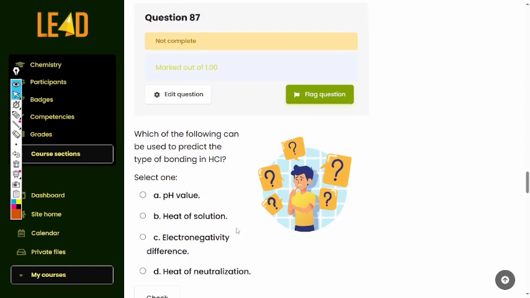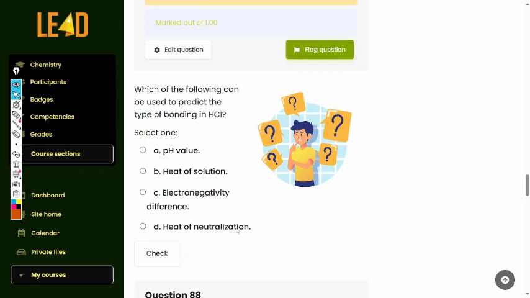87. Which of the following can be used to predict the type of bonding in hydrogen chloride? The property that we use to check the type of bond that is formed is the difference in electronegativity. The larger the difference in electronegativity, the more ionic the bond, while the smaller the difference, the more covalent the bond. The answer is C.